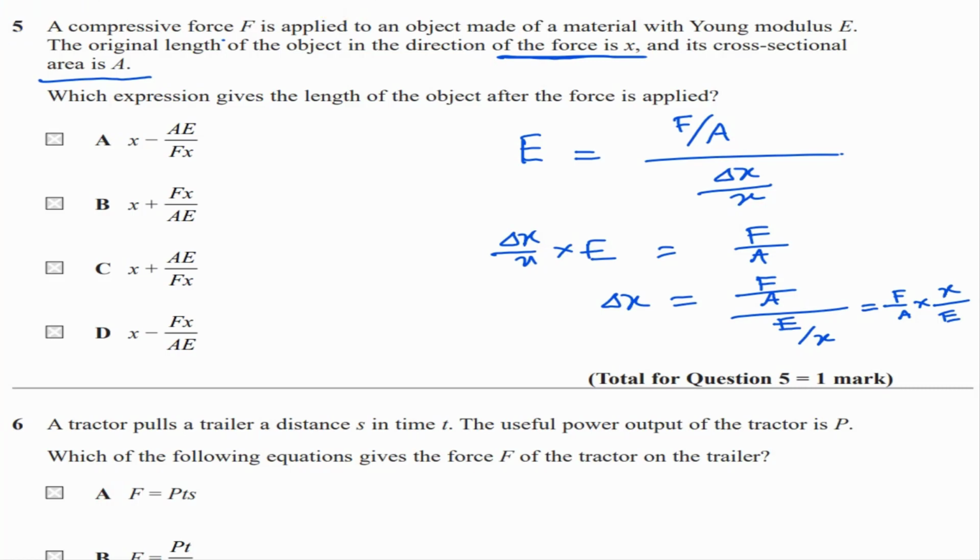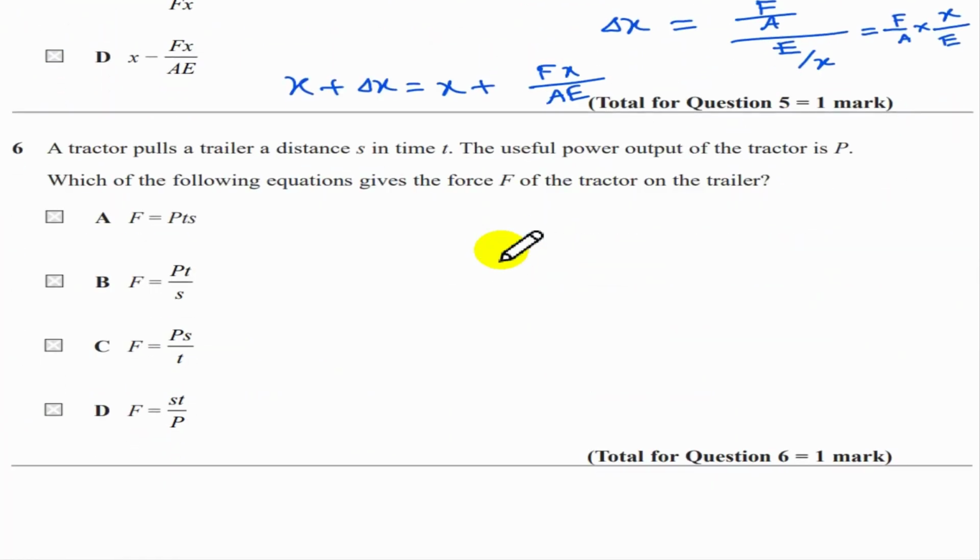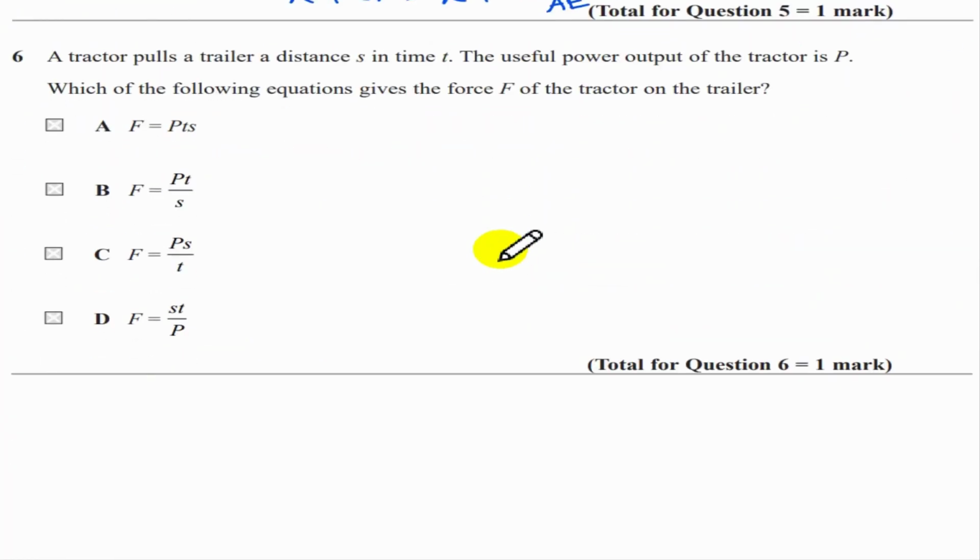Remember, we have to find out the expression of the length of the object after the force is applied. So x plus delta x, so F x divided by A E. So correct answer is B. Remember, correct answer is B here. Total for question 5 equal to 1 mark.